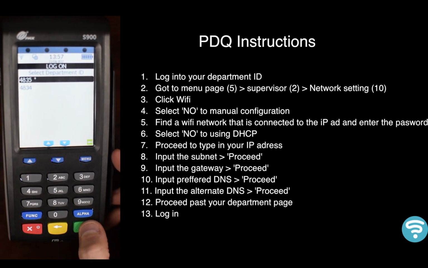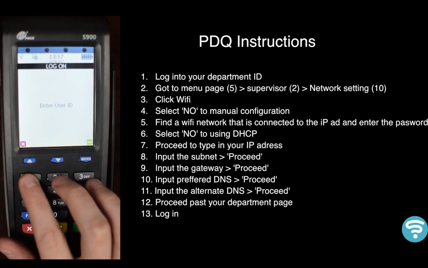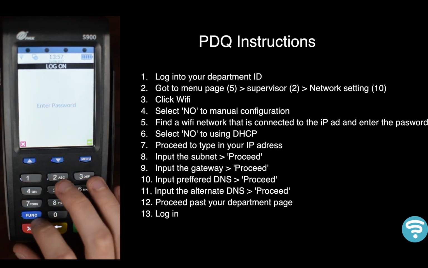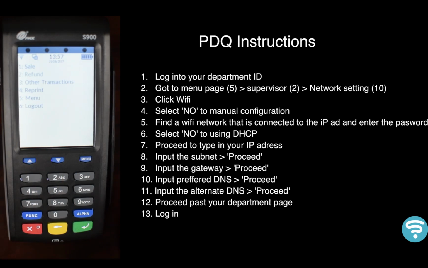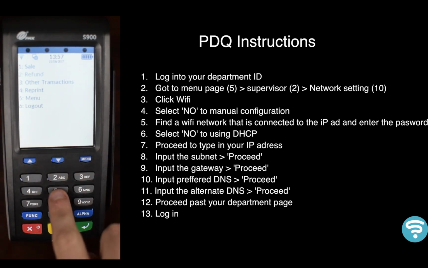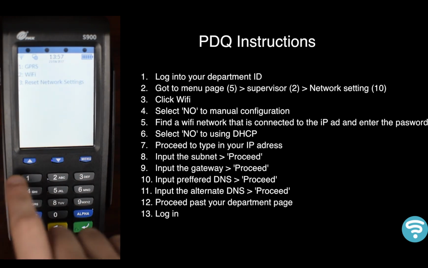To successfully integrate your PDQ machine into the Swoopos point-of-sale till system, you need to log into your department ID, which will already be set up for you. And then you need to enter your user ID, which is 1234, and the password is exactly the same, 1234. Once you've done this, you then need to go to the menu page, which is number 5, and then to supervisor, which is number 2, and then to network settings, which is number 1.